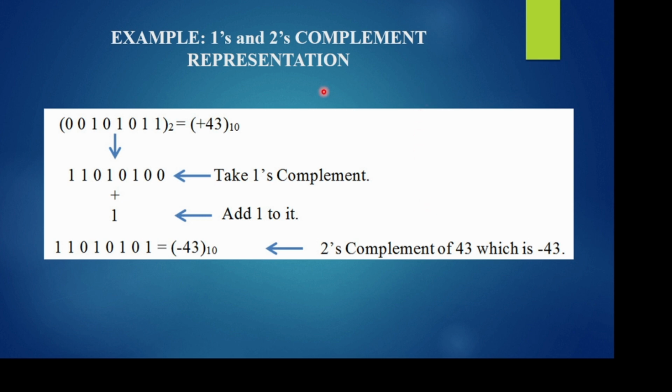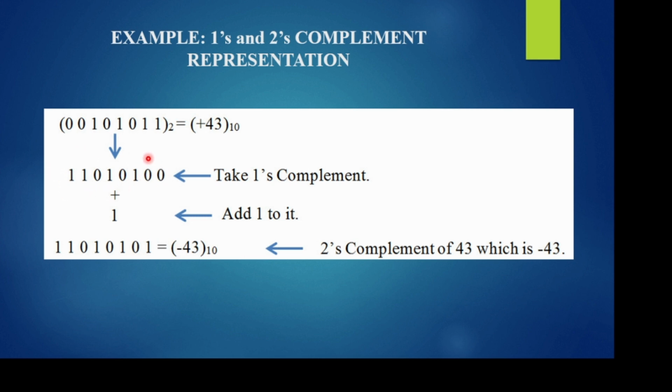Now we can check how a number can be represented in 2's complement and 1's complement representations. In the case of 1's complement representation, we have already written plus 43. We can again take the same example. For 1's complement representation, we just need to flip the digits: 1 to 0, 1 to 0, 0 to 1, 1 to 0, 0 to 1, 1 to 0, 0 to 1, 0 to 1. So just by flipping the digits, we get the 1's complement of the number. This is the 1's complement representation of minus 43.